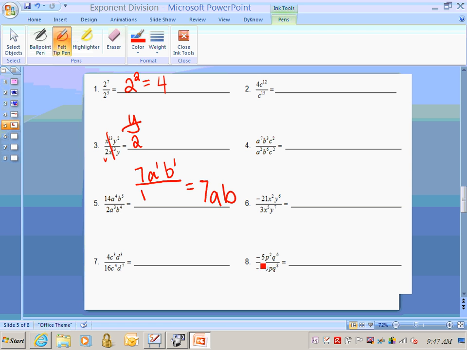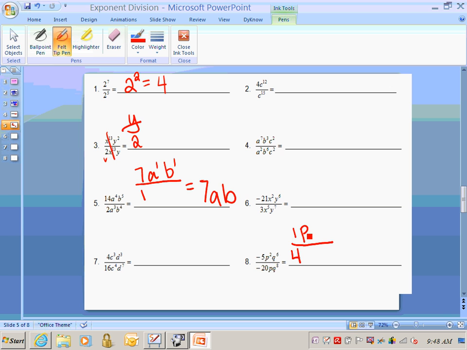Let's skip to 8 because it's got 2 negatives. Are these coefficients or bases? Coefficients. And if I have a negative divided by a negative, it's going to be a positive. 5 over 20 reduces to 1 over 4.